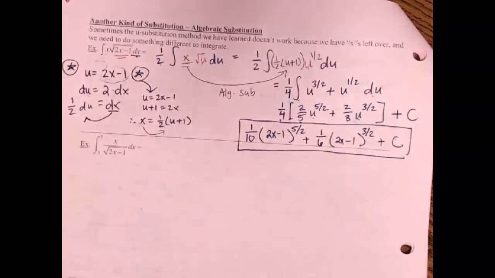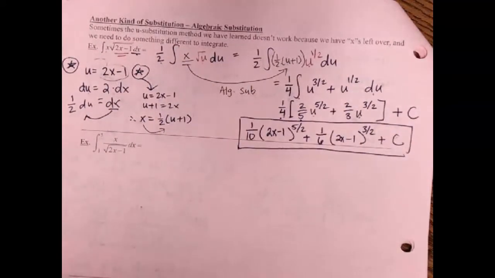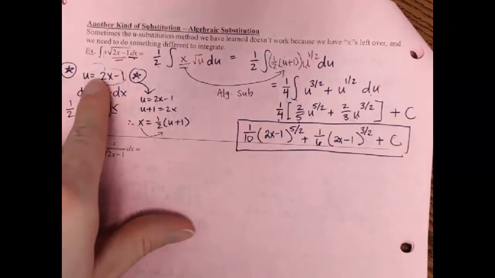So that's how you deal with extra x's. You have a little bit of extra substitution, right? Got to get rid of that extra x. You can do it, right? This relationship right here defines the connection between u and x. Just solve it for x and plug it in.